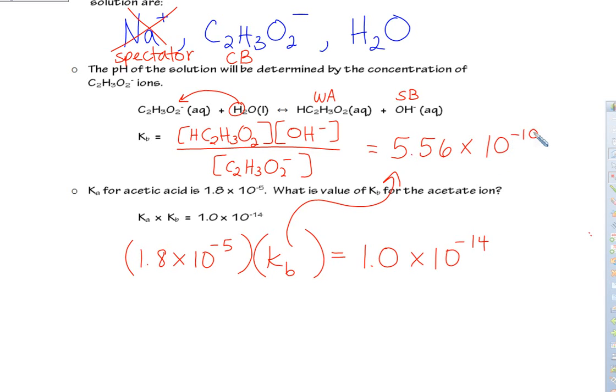That's going to be pretty common with these solutions. They're probably going to give us Ka values. In this case for acetic acid, very common weak acid. But we're using its conjugate base. So to calculate the value of Kb, we'll just plug it in using this sweet little equation. Ka times Kb equals 10 to the negative 14th.